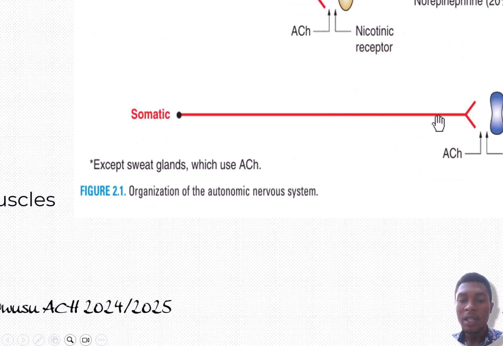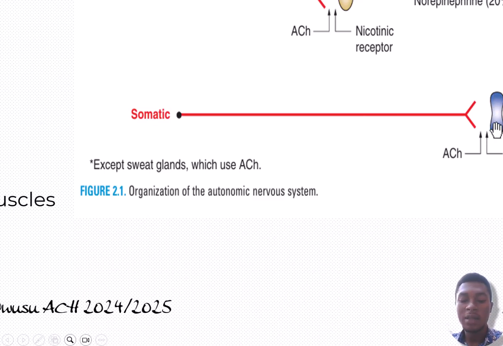Okay. Now another thing is that when you take your somatic nervous system, the neurons just supply the skeletal muscle straight, so they release acetylcholine, which binds to the skeletal muscles.